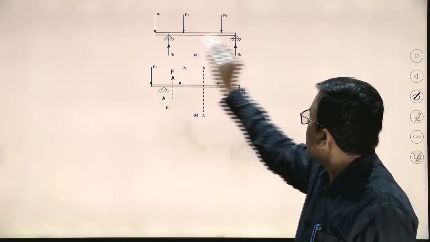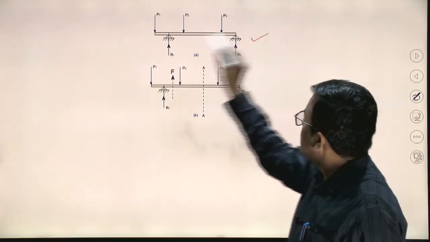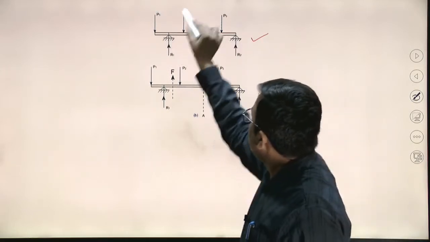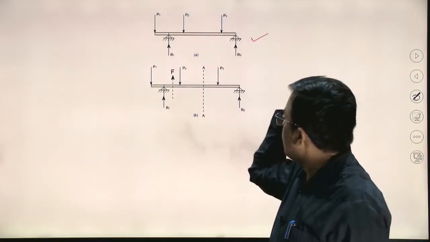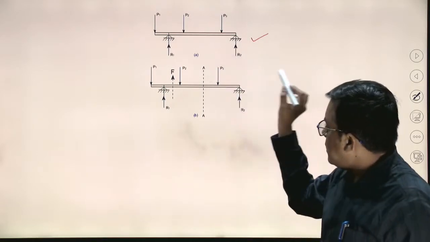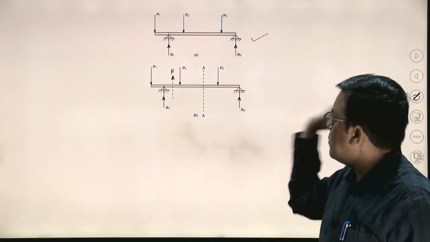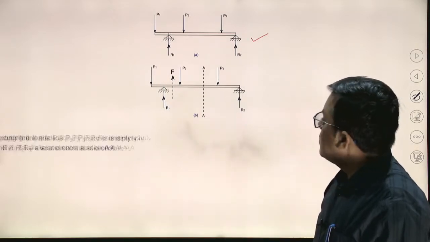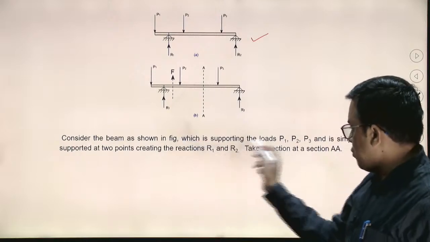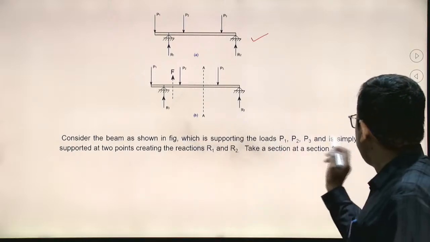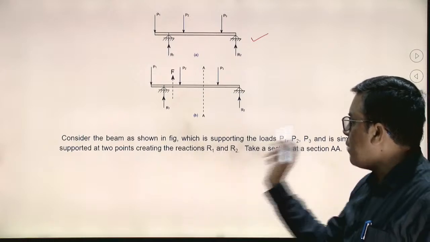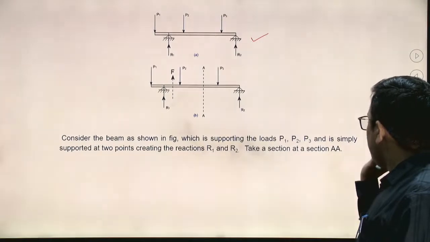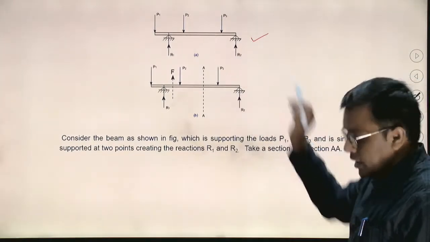So here you can see in diagram A, you can find R1, R2. These are the support reactions at these points. P1, P2, P3 are the loads. Okay, I am taking one section AA at a certain distance from point R1. Consider the beam shown in the figure, which is supporting the loads P1, P2 and P3, simply supported at 2 points, creating the reactions R1 and R2. Take a section AA. AA is one of the sections.